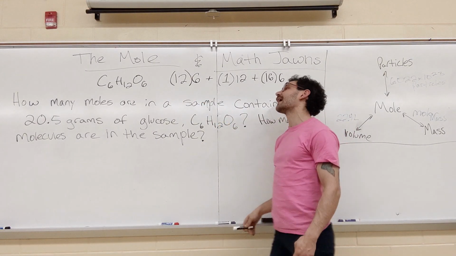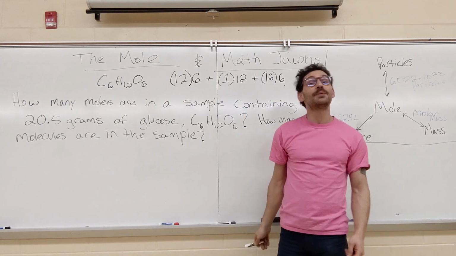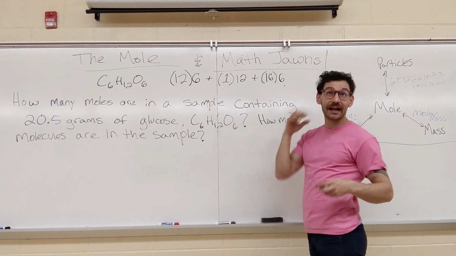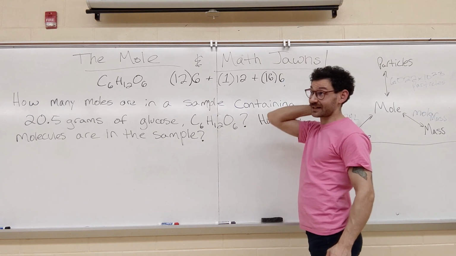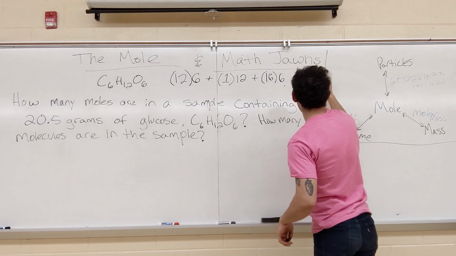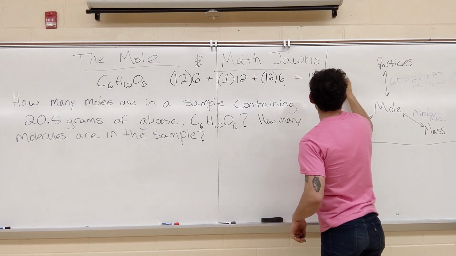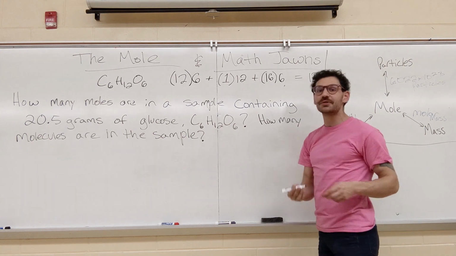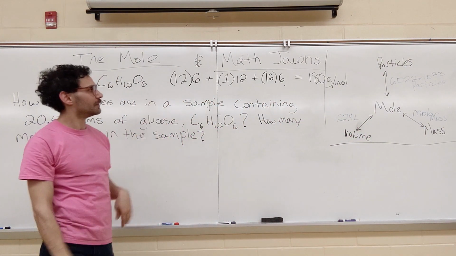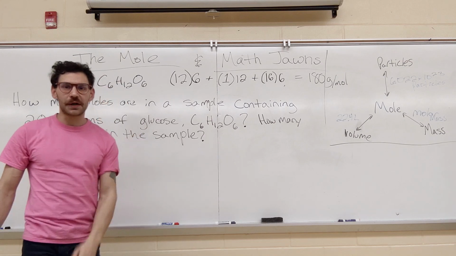Well, let's see, that comes out to 72, plus another 12 is 84, plus, what does the oxygen come out to? Off the top of my head, I'd have to say that would be 96. And 84 plus 96 is going to be equal to 180. If I did my math right, we got a molar mass of 180 grams per mole. All right, cool. That's going to be our conversion factor. So we can get started with this problem now.